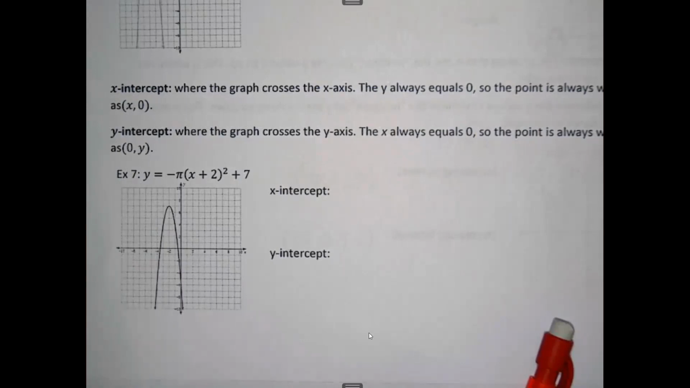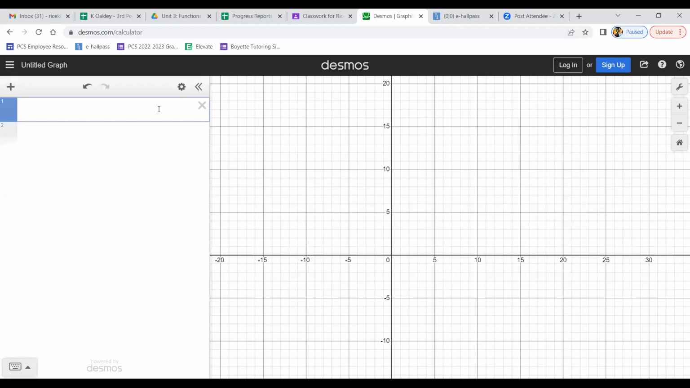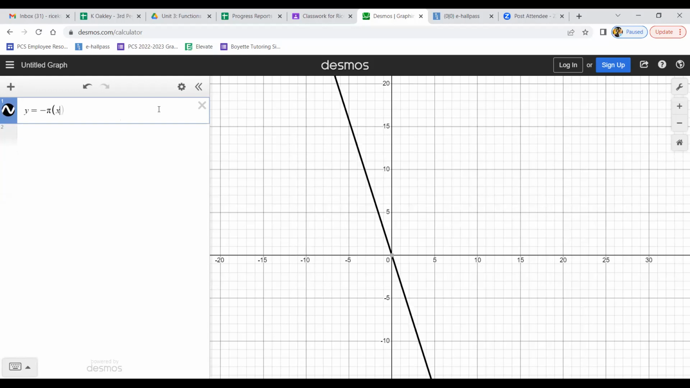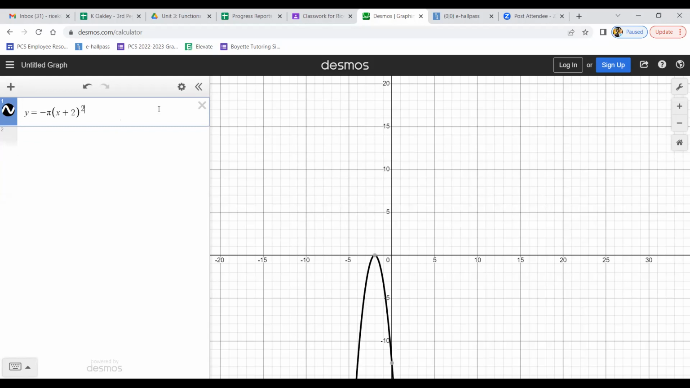So we're going to pull up Desmos. And the equation is y equals -pi. Anyone know how to spell pi if it's not dessert, if it's math? Pi. So you're going to type pi. It's going to put the pi button up there for you. -pi. And then we've got parentheses x plus 2 squared. So we're going to do shift 6 and then put the 2 squared, x plus 2 squared, and then plus 7. There's our graph.